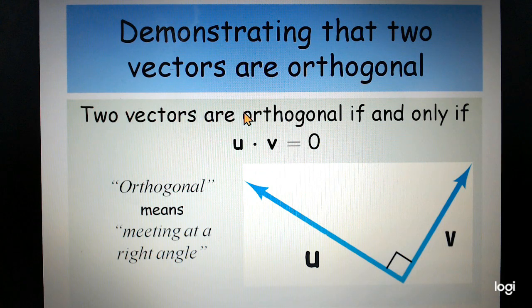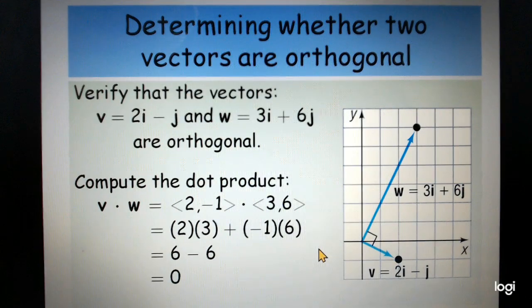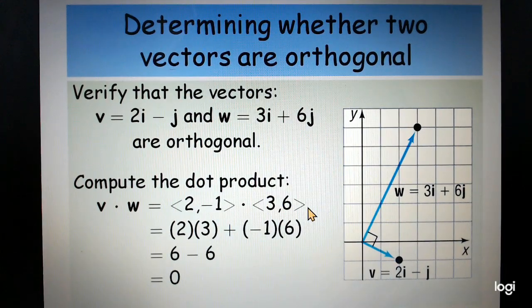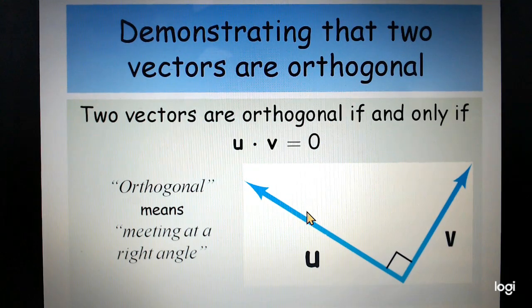All right, so two vectors are orthogonal if and only if the dot product is 0. Okay, so let's think about why that should be. So this would be a kind of diagram, and let's see. First of all, if the dot product is 0, it means the cosine is 0. And again, think of the cosine curve. The cosine curve has a y value of 0 at pi over 2, 90 degrees. Well, that's orthogonal. It means meeting at a right angle.